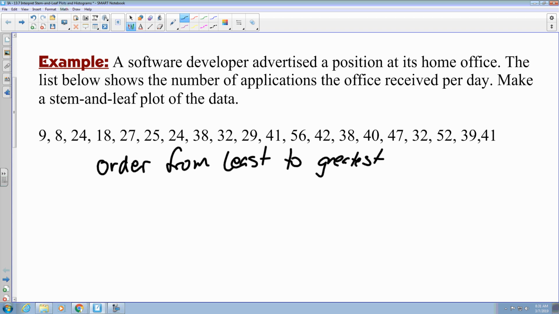And in this particular instance, we are looking at values. Looks like the smallest value is 8, and the largest value seems to be 56. So it looks like they're all kind of in values of 10. It's probably our best bet for making this particular stem and leaf plot.